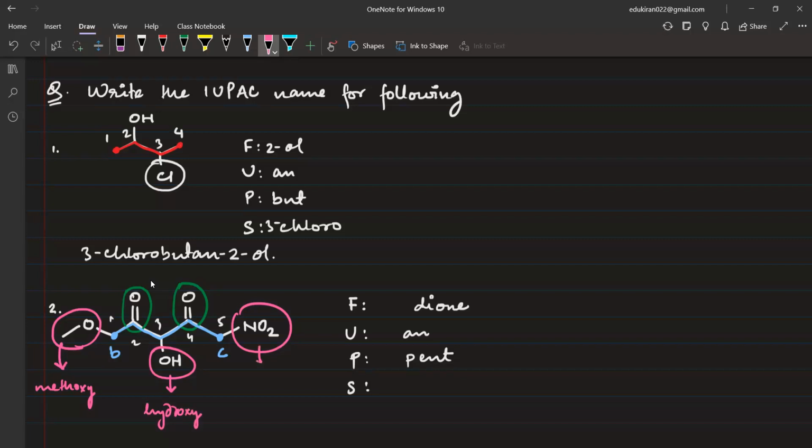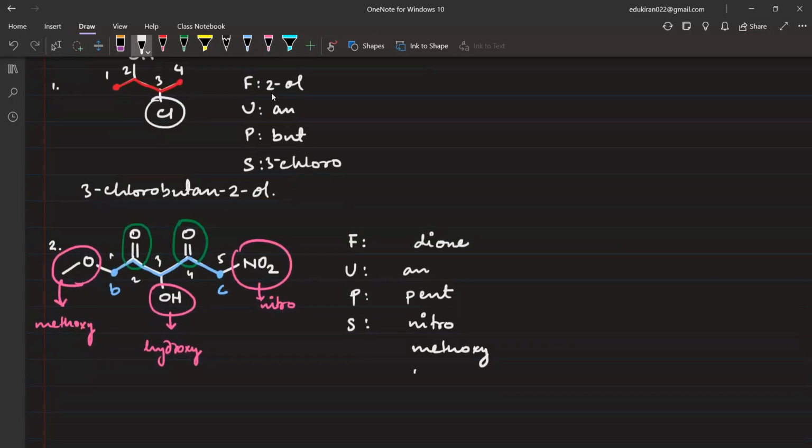And what is NO2? NO2 is very simple. We have just written it is nitro. Okay, so here you can see that H comes first. So what comes at last? JKLMN. So nitro. Then you have methoxy. And you have hydroxy.